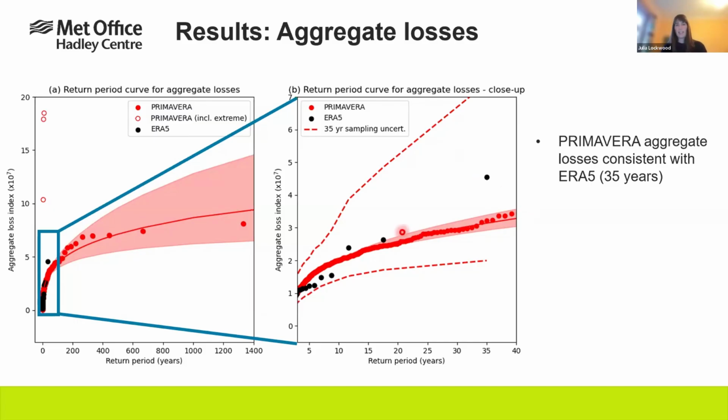So to test this, what we did was to take from our 1,300 years of PRIMAVERA data, sample 35 years of that data and then calculate the return periods of those seasons, and do that thousands of times. And this is the 95% range of return periods that you get when you've got only 35 years of data. So our black dots lie within that range, which shows that our ERA5 data is consistent with the PRIMAVERA return periods.